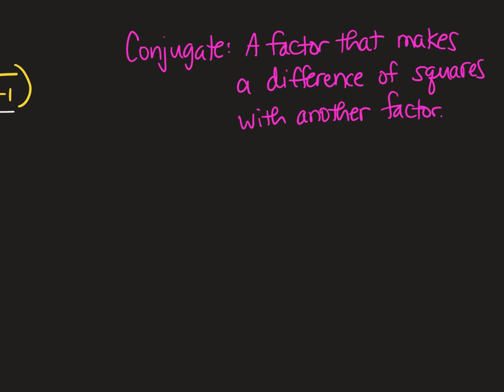So for example, we'll keep it real simple for a minute. x minus 2. If this is my factor, what would the conjugate be? So if we paired up another factor with x minus 2, what would that factor have to look like so that the two of them paired up look like a difference of squares? So think about what your difference of squares looks like.